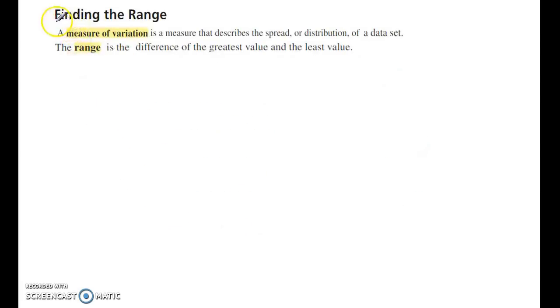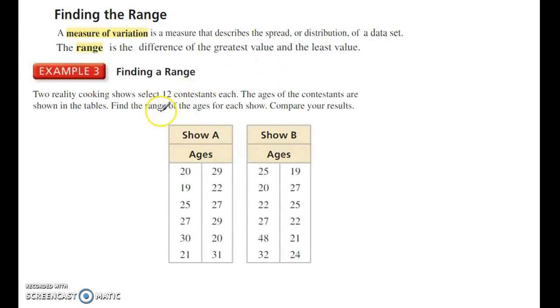All right, a measure of variation tells us the spread or distribution of the data. How far is it apart? If you remember the graphs of the football players, those were spread really far apart. There were some really heavy guys at almost 350, and then some lightweight guys. Whereas baseball, they were all plus or minus right around 200. So the range is the difference of the greatest and the least value.